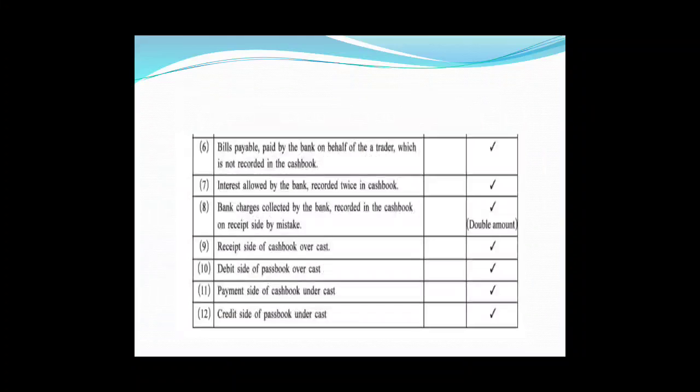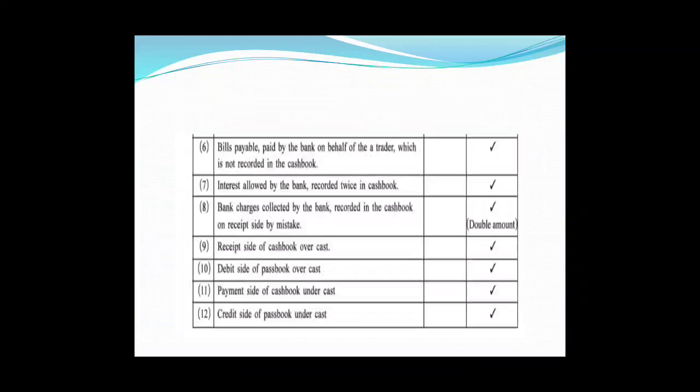Debit side of passbook is overcast. Suppose the debit side of the passbook is overcast, though it is not done by the bank, but rarely it is possible. In rare cases, there is a chance that banks commit such kind of mistake, because nowadays all such things are done through computers and there are no chances of such mistake. But still, if the debit side of the passbook is overcast, then we will have to record at the credit side.